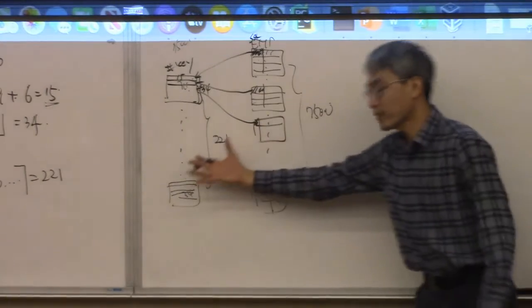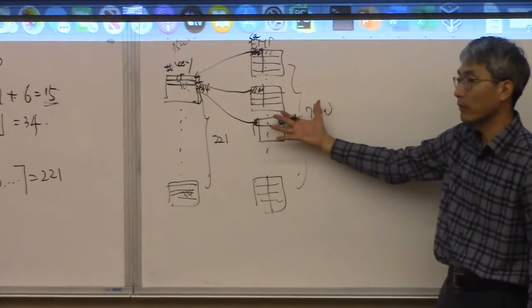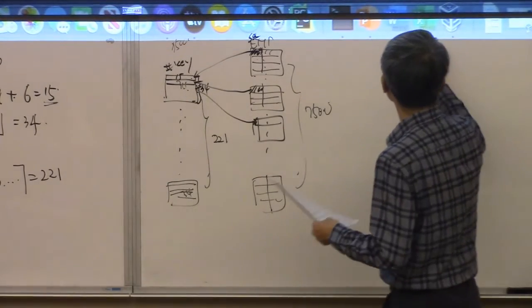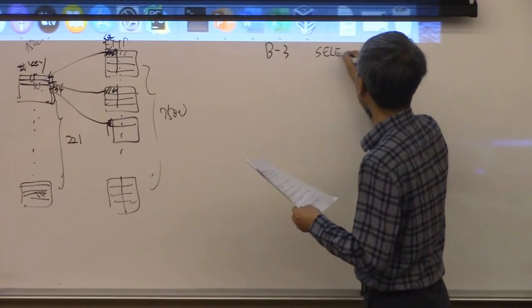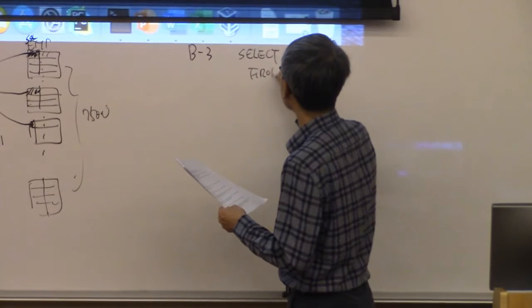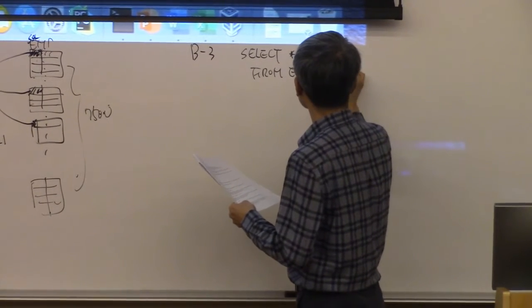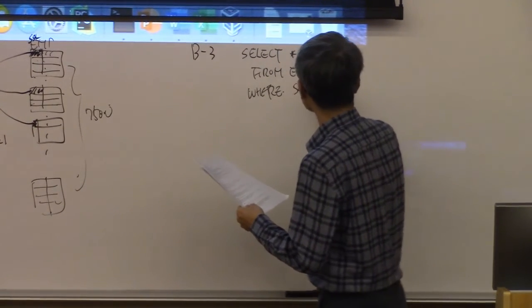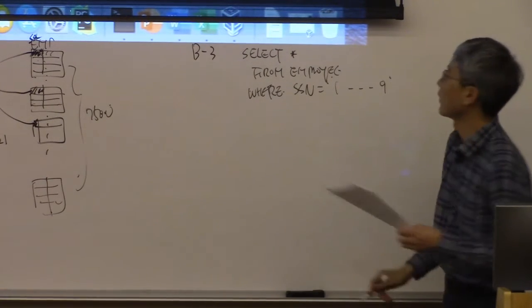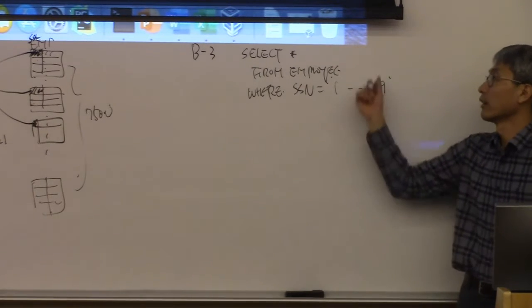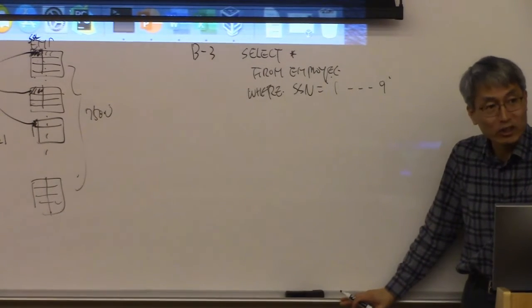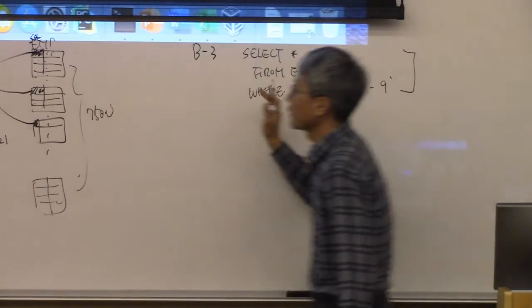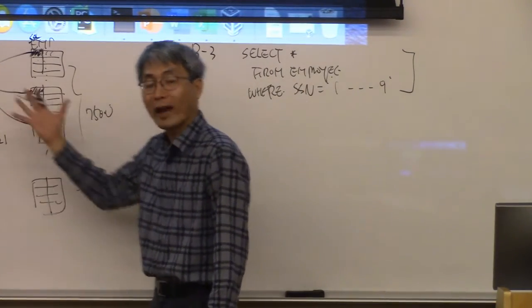This is the index of the employee. This is the employee table data structure. Okay. Then the B3. So we are going to process select from employee where the SSN is equal to 1, 2, 3, 4, 5, 9. Even though we have not talked about query optimization, query processing, the query optimizer yet, intuitively we can understand there are different ways to access this data file.